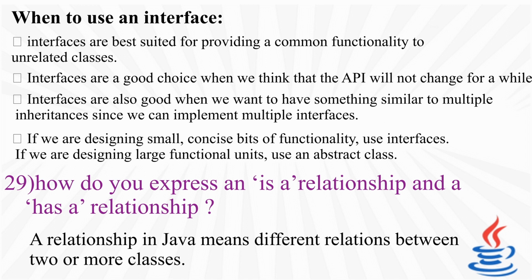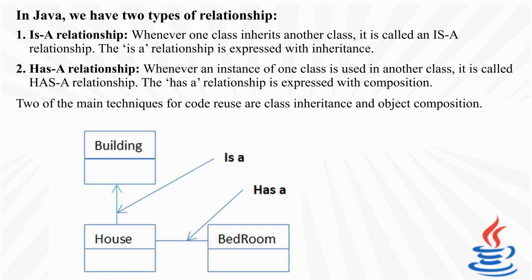A relationship in Java means different relations between two or more classes. For example, if a class car inherits another class vehicle, then we can say that car is having an is-a relationship with vehicle, which implies car is a vehicle. In Java, we have two types of relationship, is-a relationship and has-a relationship.